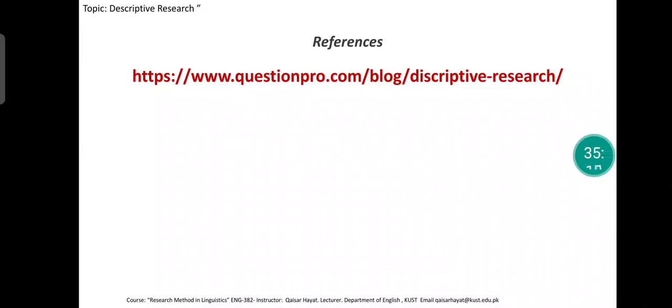However, this was a good piece of knowledge about descriptive research, because as a researcher, very soon you will have to be involved in research, and this lecture would help you in this regard.